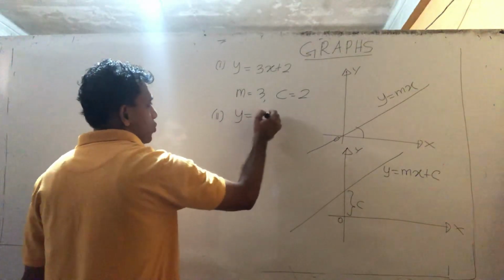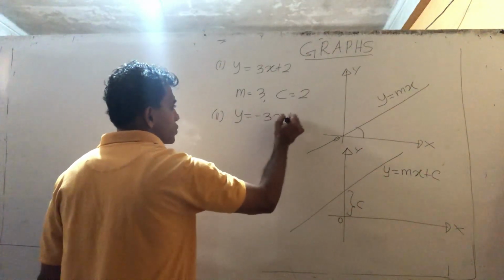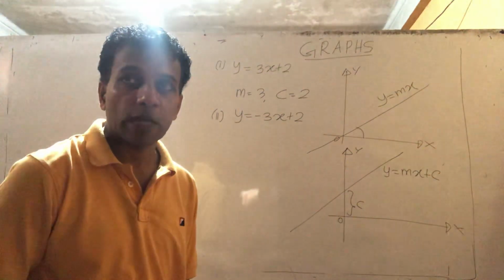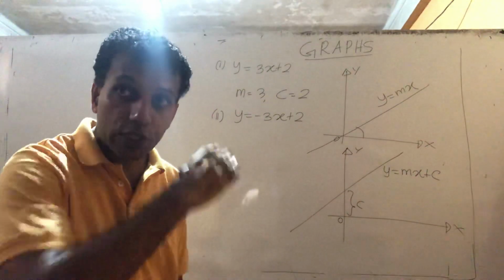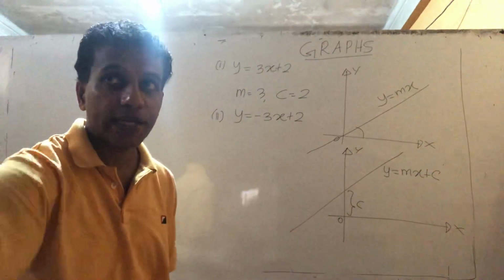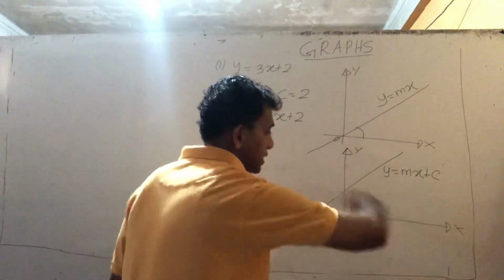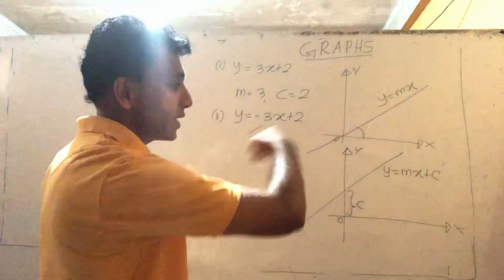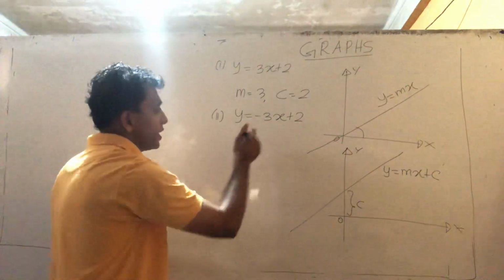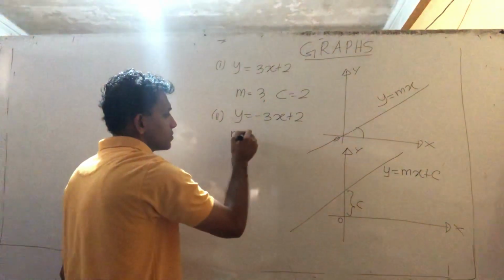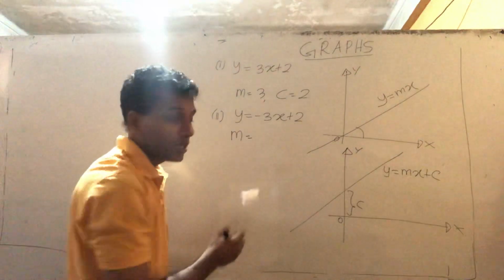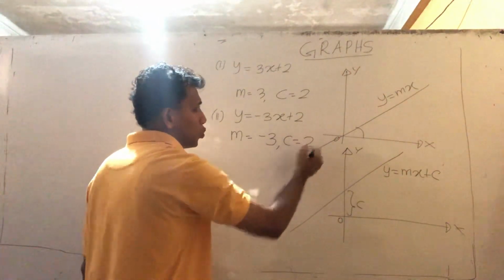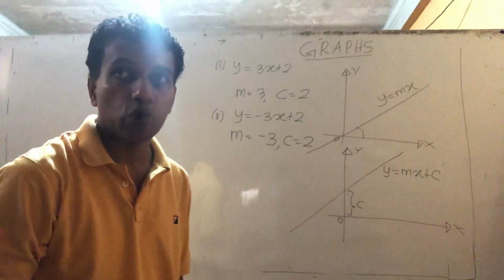Next one, y equals minus 3x plus 2. How do we find the gradient value and the intercept value? Here is a negative gradient, the minus side is negative. If we draw this, it becomes this shape, right? Negative gradient graphs make an obtuse angle on that side. So compare, what is m equal to? Minus 3, gradient minus 3, and c equal to 2, right?